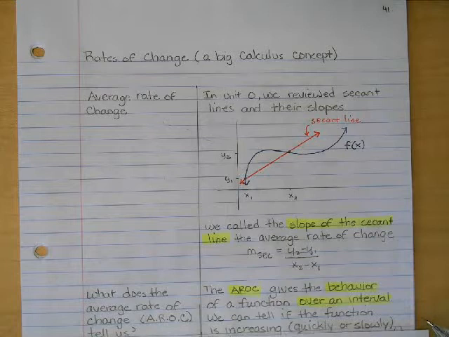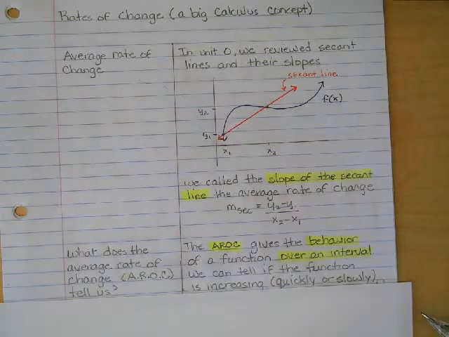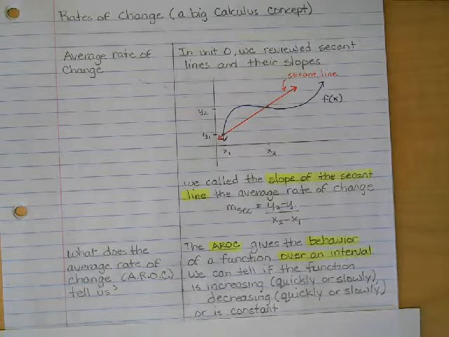So what does it tell us? Well, it tells us the behavior of a function over an interval. We can tell if the function is increasing or decreasing by just looking at the slope. And then we can tell, is it going quickly or slowly? Again, looking at the slope. Or is it constant? So we like average rate of change.